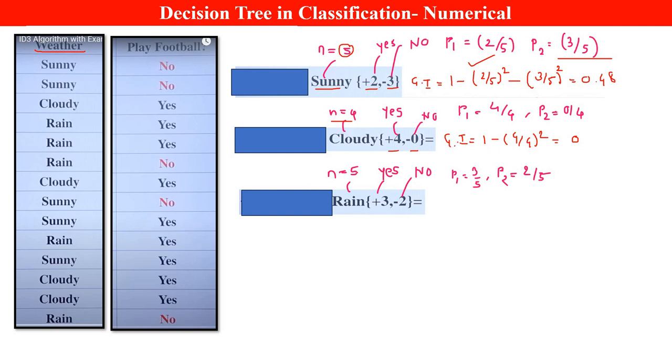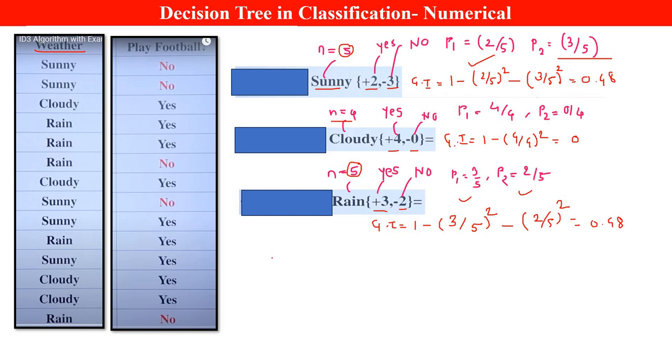Now calculate the number of rains. Rain occurrence is 5 times. Out of that, 3 is yes, so probability of yes is 3/5, and 2 times no, so probability of no is 2/5. If you calculate the GI, it is 1 minus (probability of yes)² minus (probability of no)², and this value comes out to be 0.48.